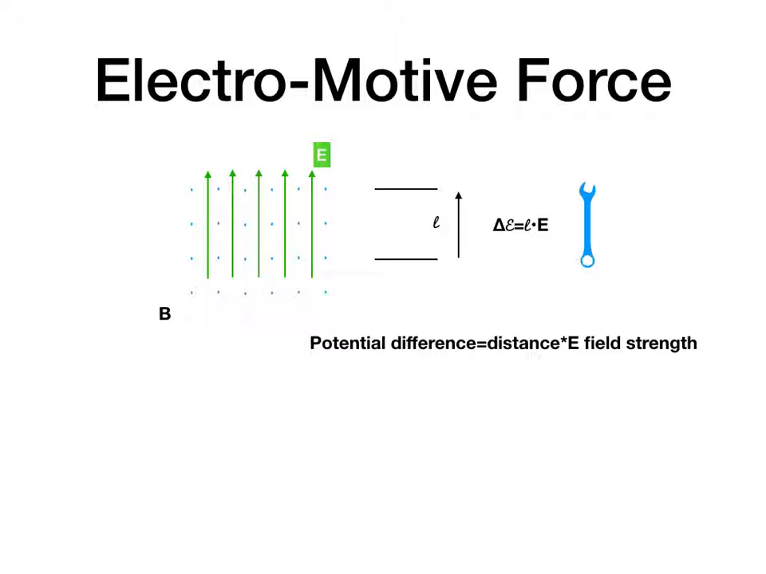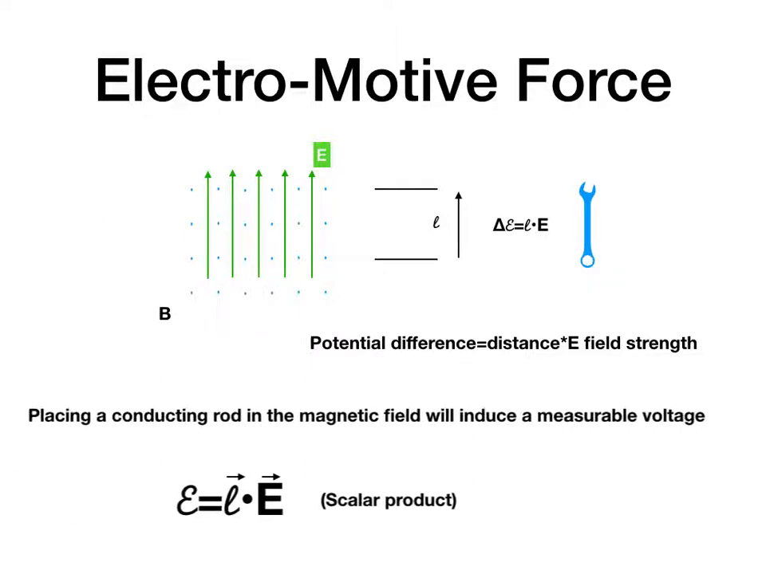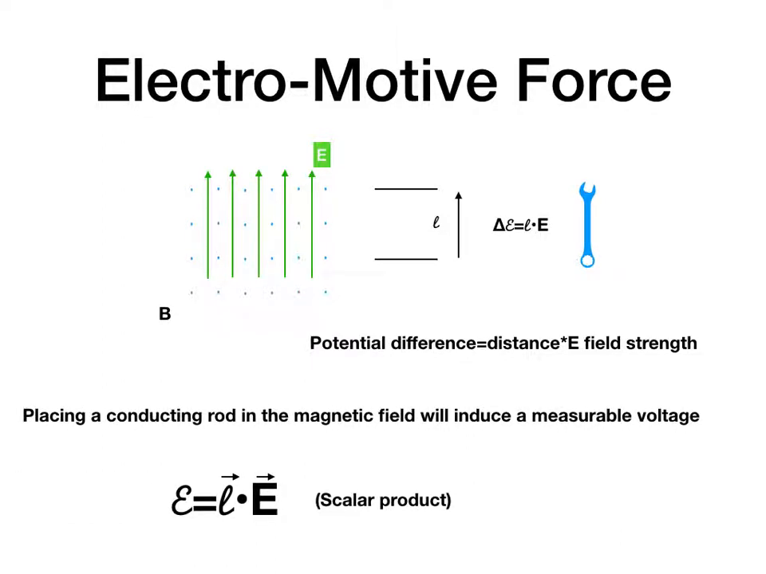The total sum of the field over the length of this rod is the potential difference, which is defined as the electrical field times the length of the rod. If you place a conducting rod in a magnetic field, you will be able to measure this voltage. The actual voltage will be the scalar product of the length of the rod and the electrical field. If the electrical field is parallel to the rod, it's just a product, but if there is some angle, you need to take that into consideration and multiply by the cosine of the angle between the rod and the direction of the electrical field, which is the scalar product.